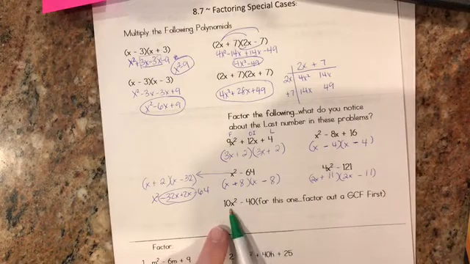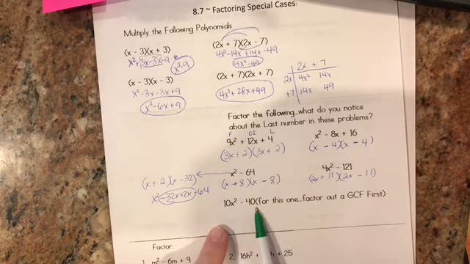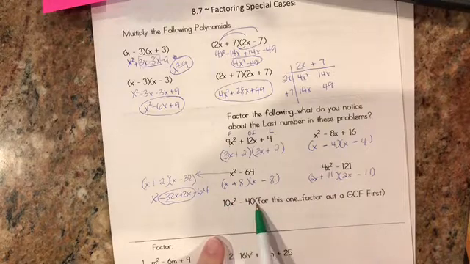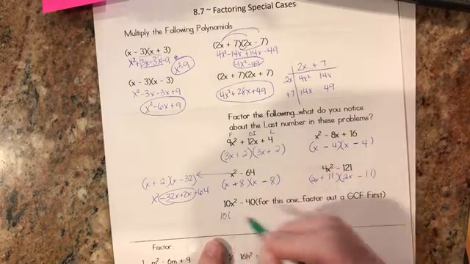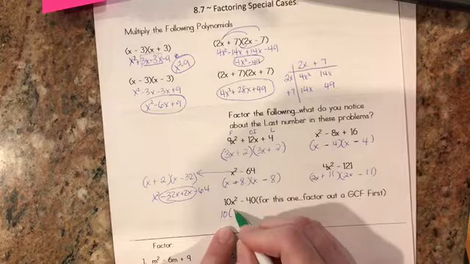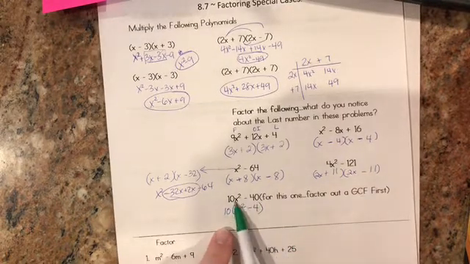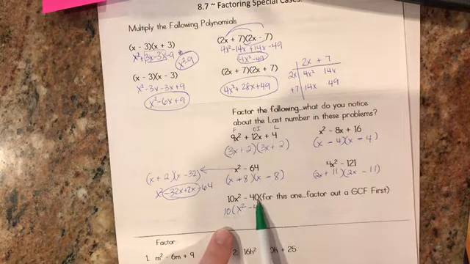Okay, this one, 10 is not a perfect square and 40 is not a perfect square, but do you notice there's a GCF? What do they have in common? They have a 10 in common. So we divide out a 10 first. Does that make sense? We divided a 10 from here and we divided a 10 from here.